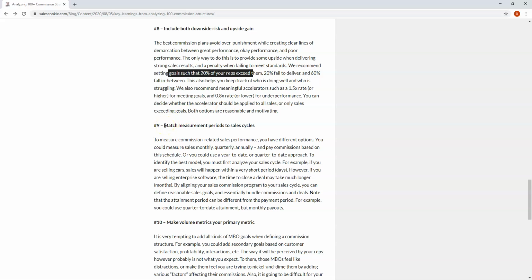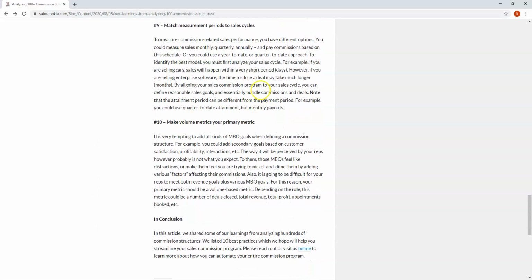Number nine, match measurement periods to sales cycle. So for example, selling a car is tough, but that could happen within days versus selling enterprise software, which might take months. So what we recommend is aligning your sales commission program to your sales cycle, because we want to have reasonable sales goals. We want to understand, is the attainment period different from payment? So for example, do you have a quarter-to-date attainment but monthly payouts? Or whatever schedule makes sense for you, but matching the period to the sales cycle is important.